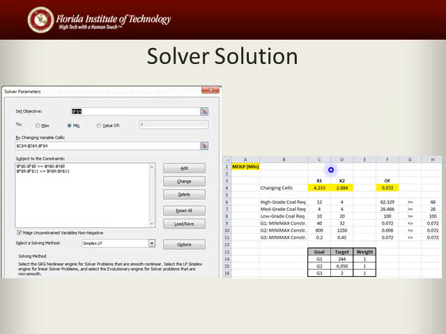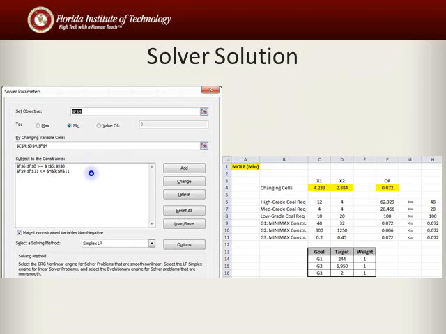It's a minimization problem. Our changing cells are C4, D4, and F4. So F4 is a changing cell as well, so it's a variable cell, and it's an objective function as well. This is the unique aspect of multiple objective linear programming formulations.